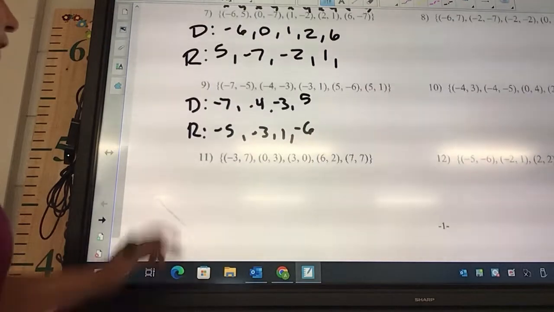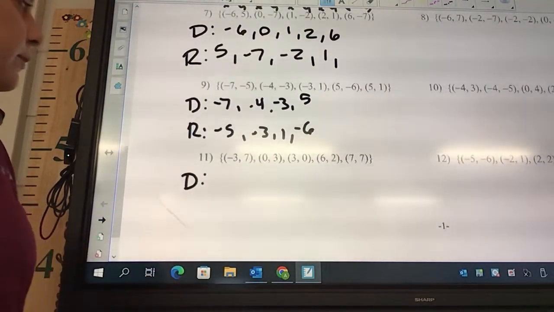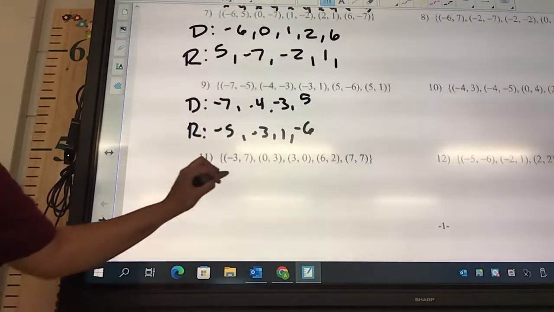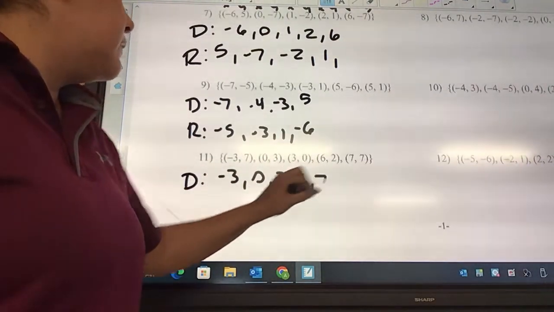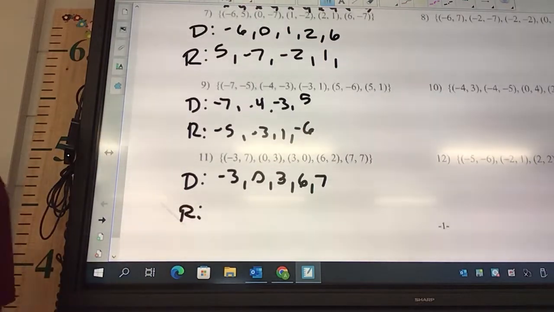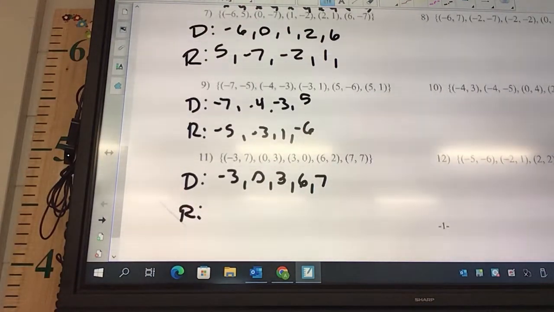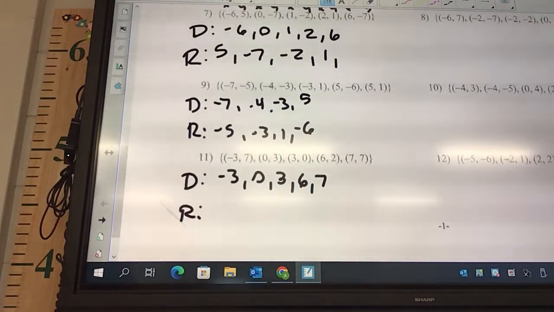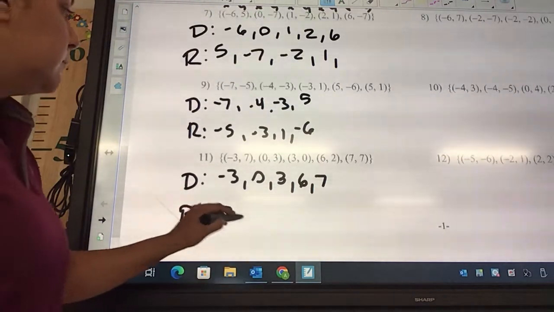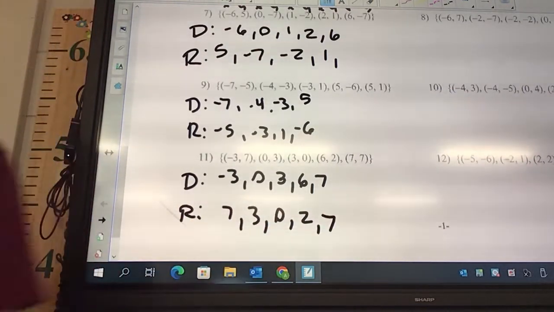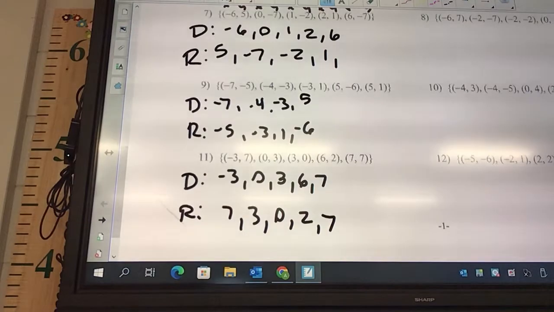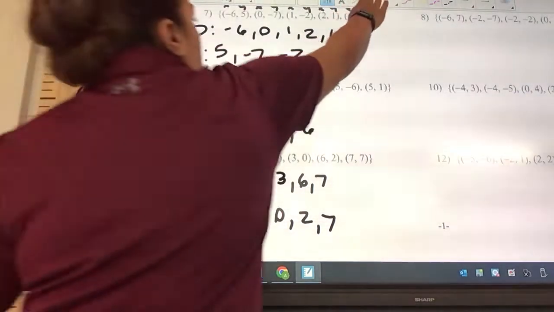What is the domain for 11? Zero, 3, 6, 7. Good. What is the range? 7, 3, 0, 2, 7. What's wrong with that? Oh, there's 2 sevens. Yeah, there's 2 sevens, okay? We don't put the 7s on there twice.